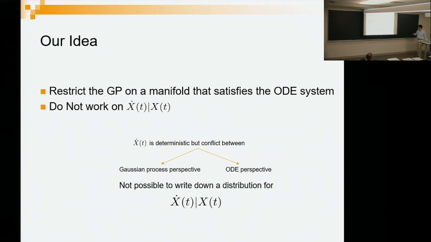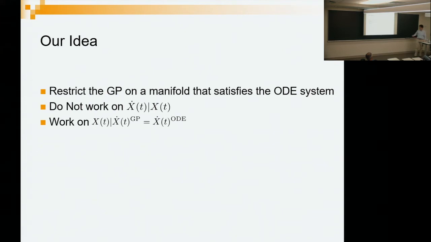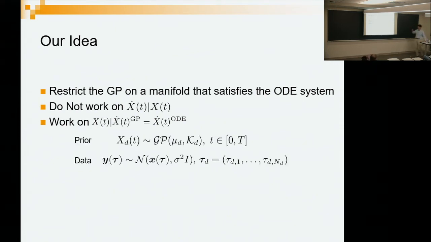Our idea, which we realized later on, is that instead of talking about a free Gaussian process, what if we talk about a Gaussian process confined on a manifold? That manifold defines the system. That's the intuition. Instead of working on this intractable X dot given X, let's work on X(t) given that the derivatives are exactly equal to the specified ODE. So we're confining the Gaussian process on a manifold, and that manifold is determined by the ODE system. That's the intuitive picture.